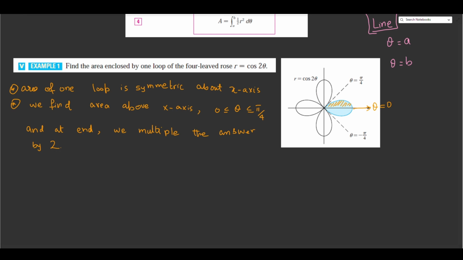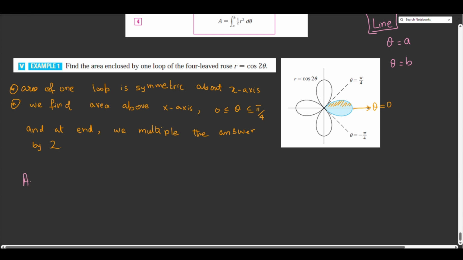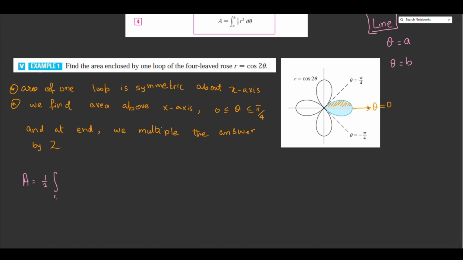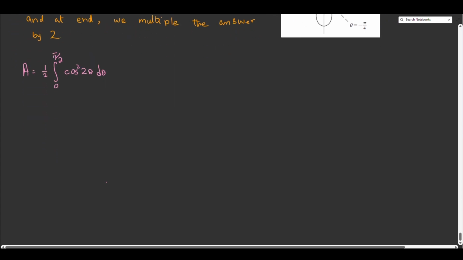So let us find the area. How can we find the area? We have this formula: A equals half integration from 0 to pi by 4, and here you have to write r square, and remember r is equal to cosine of 2 theta. So here you need to write cosine square 2 theta d theta. And the next thing we need to do is to integrate this function.